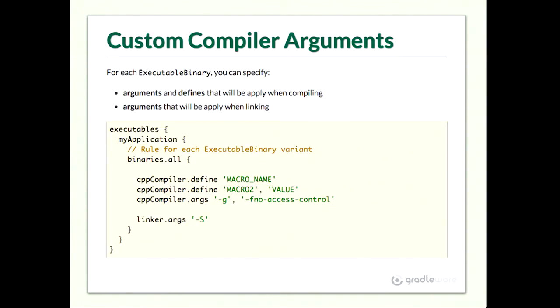The C++ compiler should also have macro2 defined with a value. So it's like -D macro2 equals value. And add a bunch of random compiler arguments. So we've added a -g that adds debug symbols to the output on GCC and a -no excess control, just some other random argument that we decided to put in there. So that's good. That's how the C++ sources are going to be compiled. And then we have how the link is going to be called.